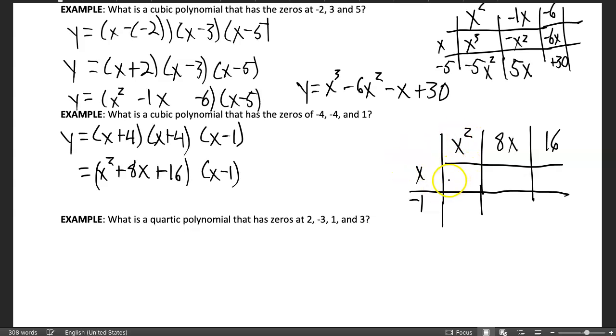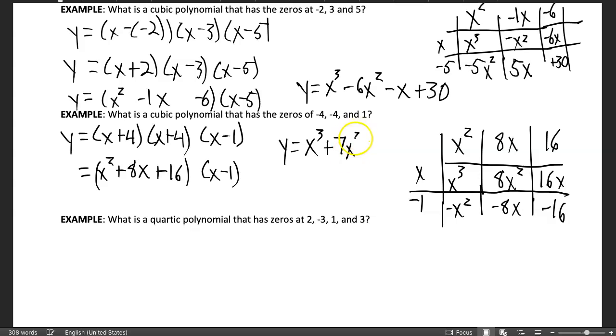So we'll have x squared times x, so this will be x cubed. We'll have x squared times -1, so minus x squared. We'll have 8x squared. We'll have minus 8x. We'll have 16x, and we'll have negative 16. Then from here, all we do is we combine our like terms. So we'll get y is equal to x cubed plus 7x squared plus 8x minus 16. And this is our equation that has zeros at -4, -4, and 1.